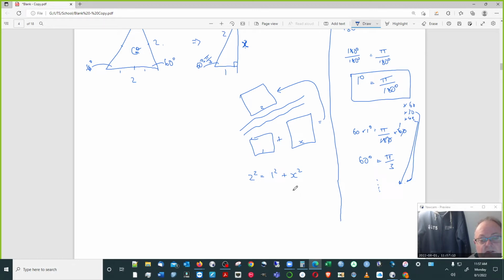Now we've got a bit of undoing to do. We're going to leave all the squares on. What's the operator between the 1 squared and the x squared?